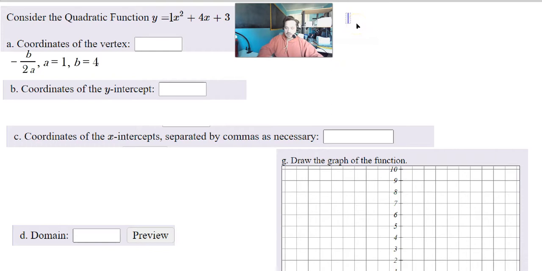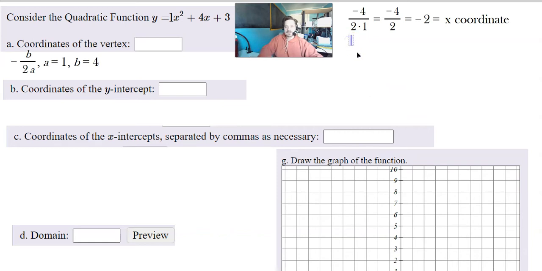So I'm going to have negative, and in our case b is 4, so I'm going to have negative 4 divided by 2 times the value of a, which is 1. So you end up with negative 4 divided by 2, which is then negative 2. So that's the x-coordinate of the vertex. Let me write this down. So x-coordinate this way. Now that that's in place, let's find the y-coordinate of the vertex.